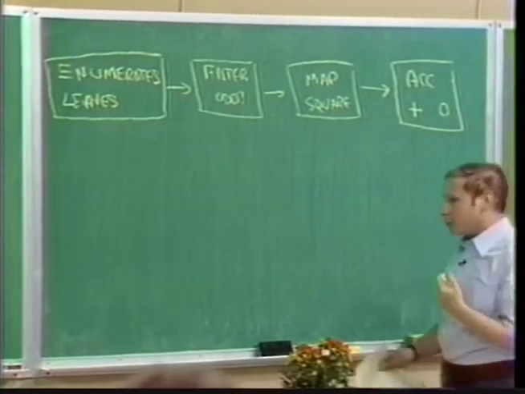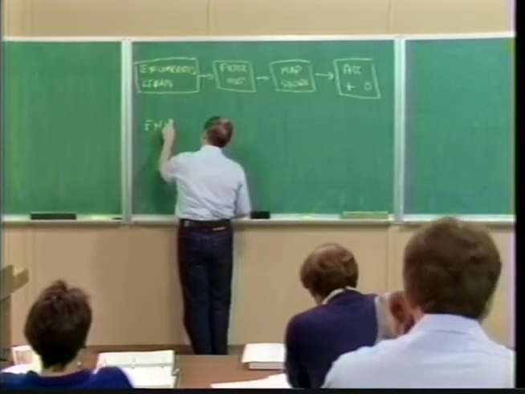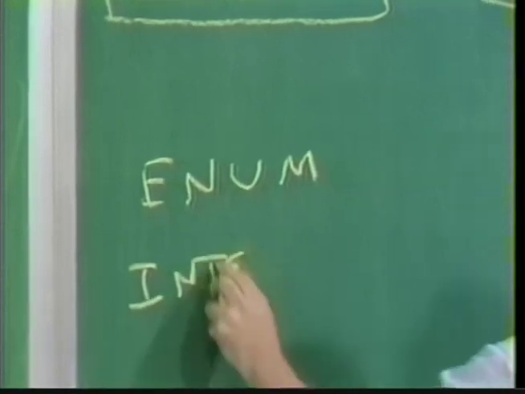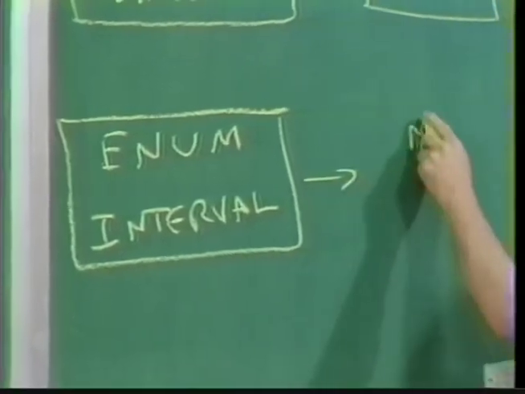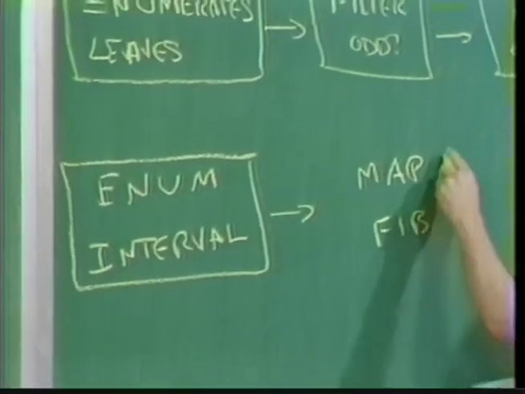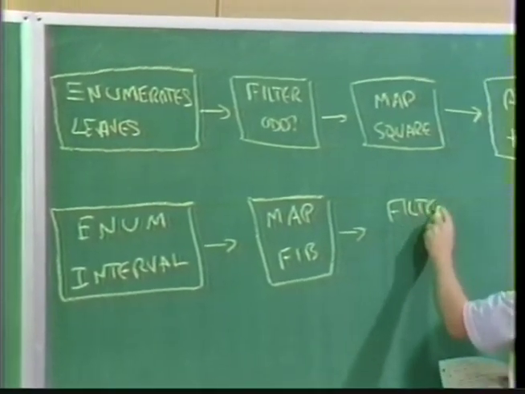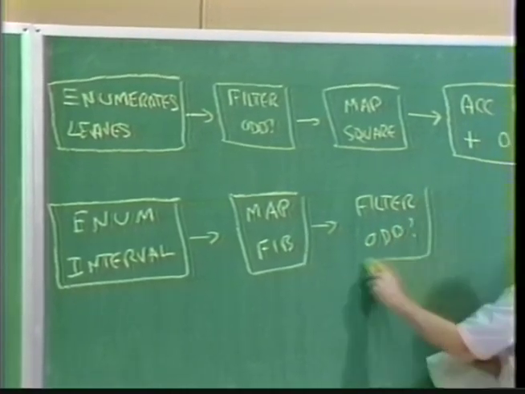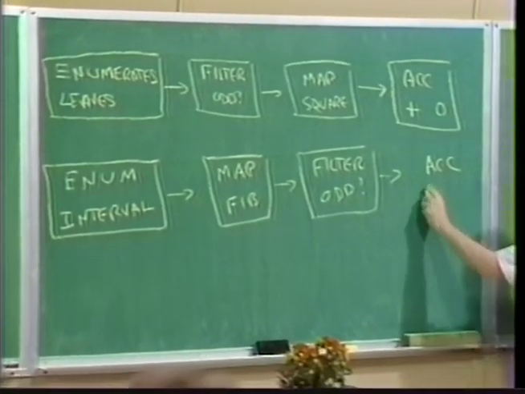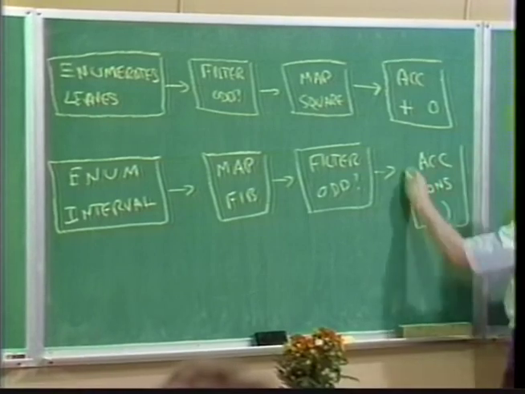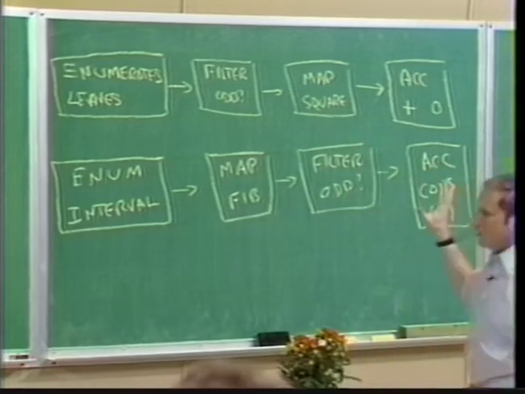That's the first program. The second program I can describe in a very, very similar way. I'll say, we'll enumerate the numbers on this interval, so the interval 1 through n. We'll, for each one, compute the Fibonacci number, put them through a transducer. We'll then take the result of that, and we'll filter it for oddness. And then we'll take those and put them into an accumulator. This time we'll build up a list, so we'll accumulate with cons starting from the empty list. Okay. So this way of looking at the program makes the two seem very, very similar.